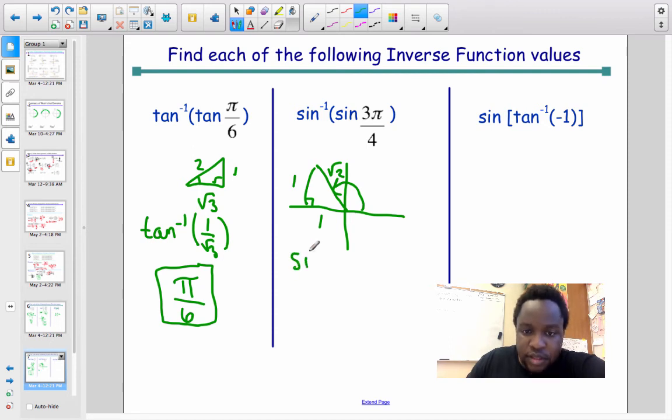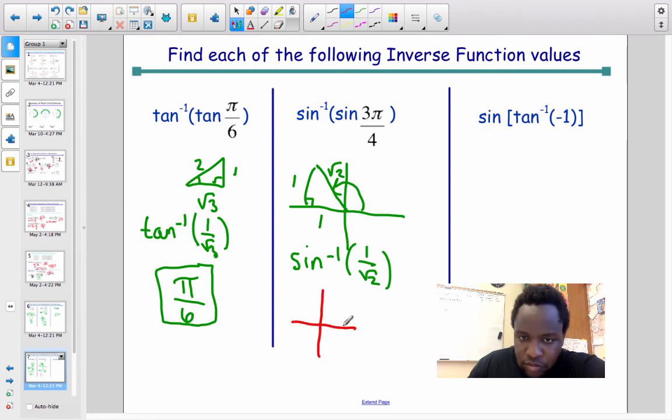So inverse sine of 1 over root 2. And it's positive because sine is positive in the second quadrant. All right, now we need to make another triangle. See, this one, 3 pi over 4, is not in the range of inverse sine. So we know that it's not going to be 3 pi over 4. So inverse sine of 1 over root 2 means we're now in the first quadrant.